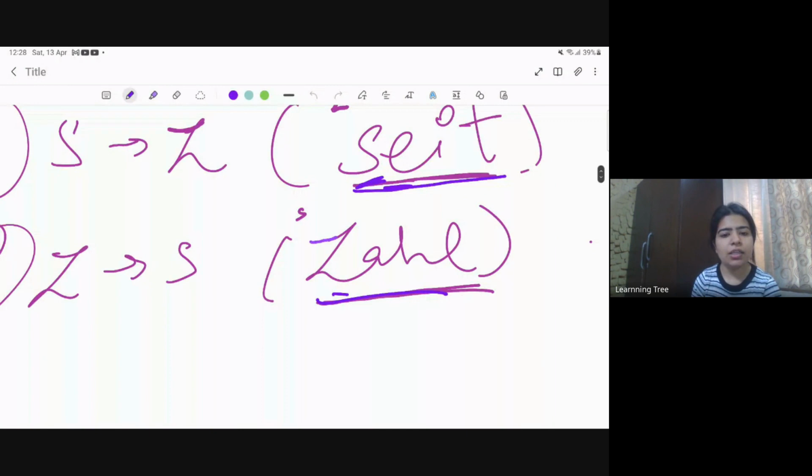And if a word is starting from Z, pronunciation will be S. So this word ZAHL, pronunciation will be Sal. Starting from Z, pronunciation S. Sal.